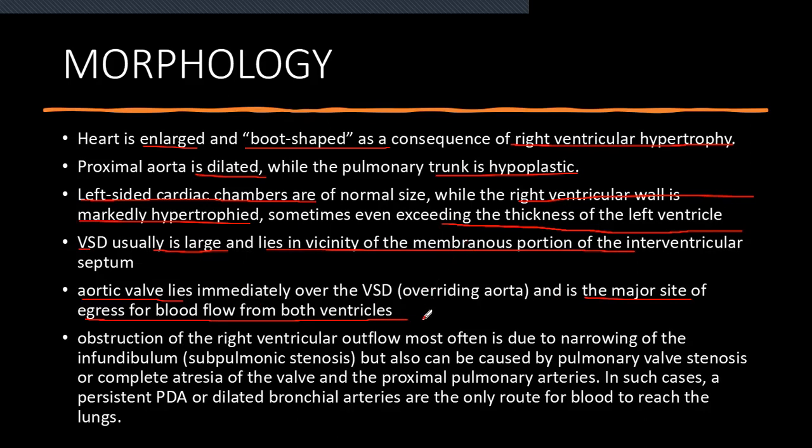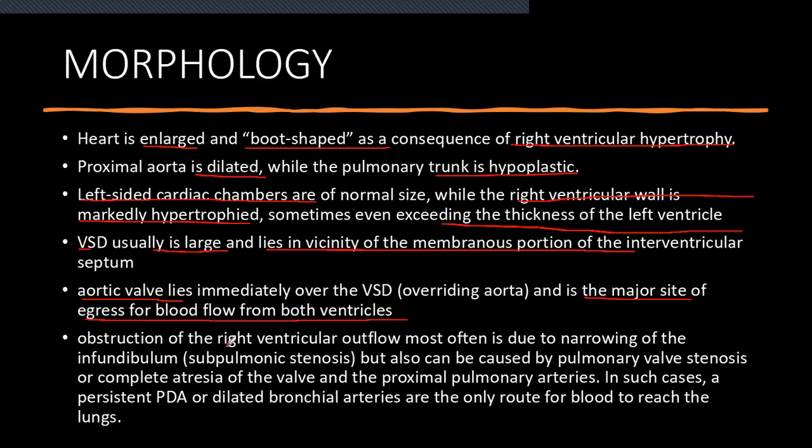So the overriding aorta will receive blood from both the right and left ventricle. So blood from the right ventricle will now enter the aorta, and that will lead to a right to left shunt, and that will now produce the cyanosis.